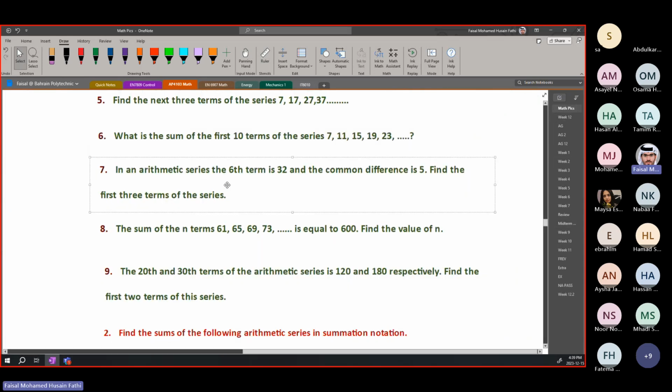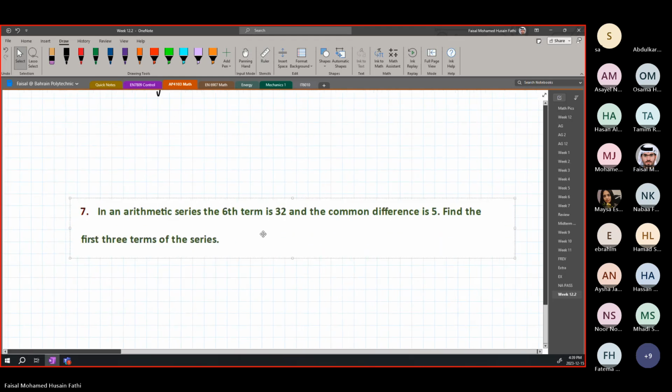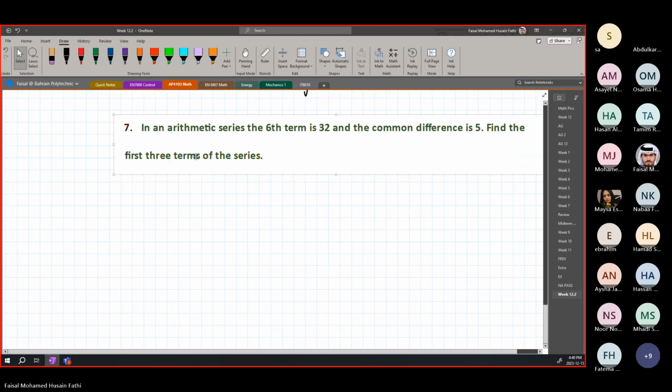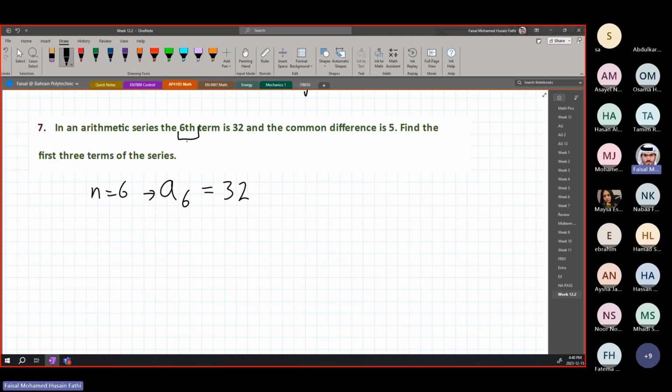In the arithmetic series, the 6th term is 32, and the common difference is 5. Find the first 3 terms of the series. This is a nice question. Let's solve this. So, in the arithmetic series, A6, the sixth term, means A6 is equal to 32. So when n is equal to 6, the answer is 32. And the common difference is 5. Find the first three terms of the series.